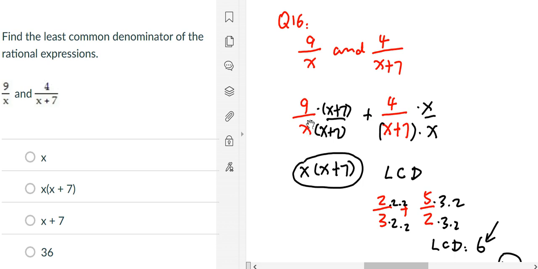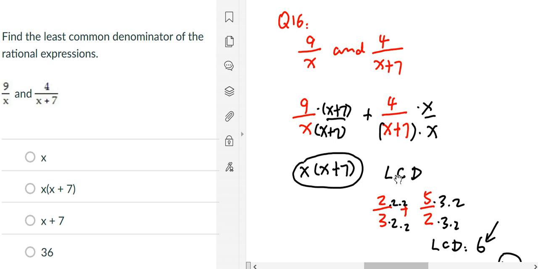Apparently, for 9 over x, you need both numerator and denominator multiplied by x plus 7. And for 4 over x plus 7, you need x upstairs and x downstairs. So in this case, you will have the denominators x times x plus 7 be the same. Then you can add numerators.